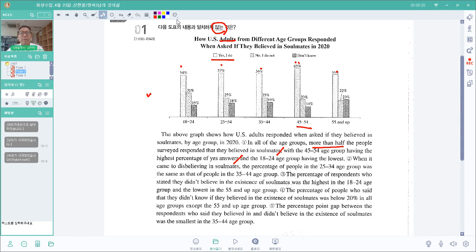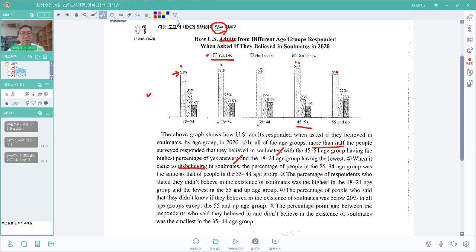So here they have 54, which is the lowest, answering yes they do. So this is correct. And when it came to disbelieving in soulmates, the percentage of people in the 25 to 34 age group was the same as that of the people in the 35 to 44 age group. So here, about disbelieving, 25 and 35.